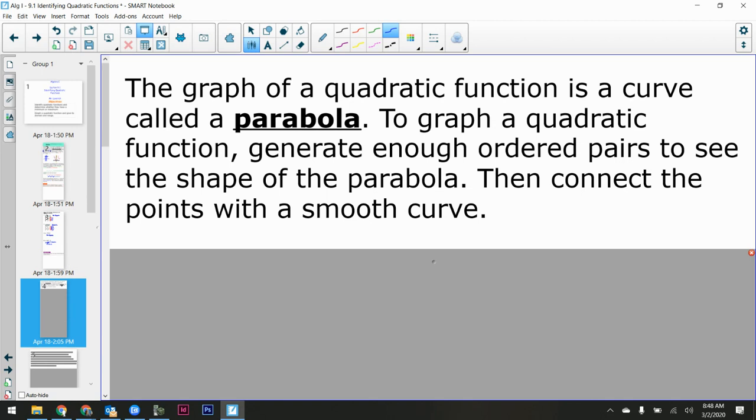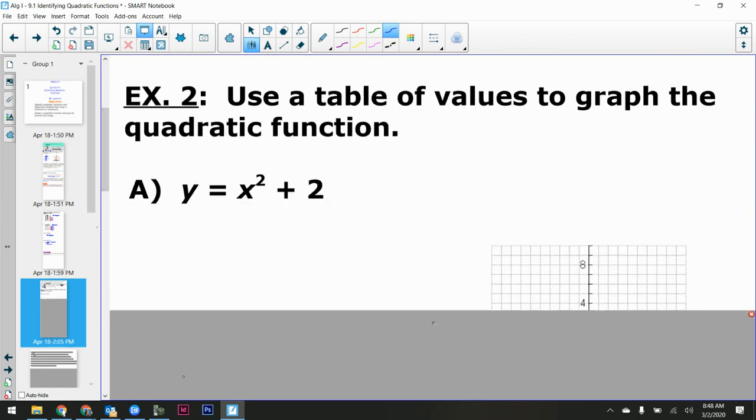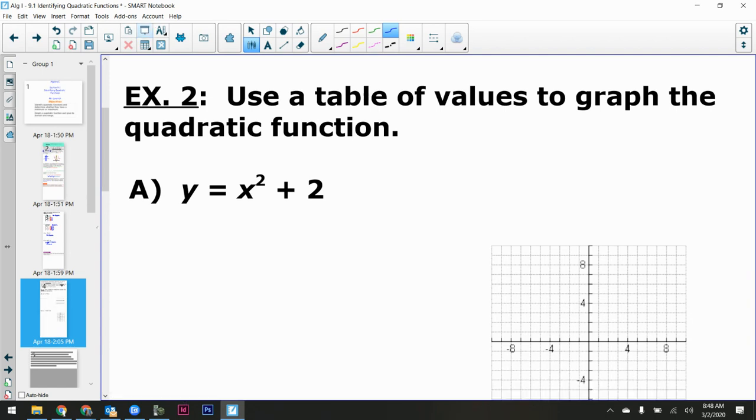We've used this term, a parabola. The graph of a quadratic function is a curve called a parabola. To graph a quadratic function, generate enough ordered pairs to see the shape of both sides of the parabola. Guys, this is going to be extremely important. To see the shape, we got to see both sides of the parabola.